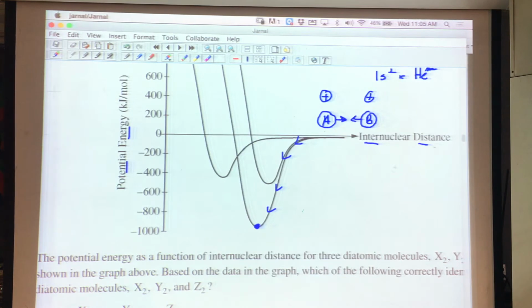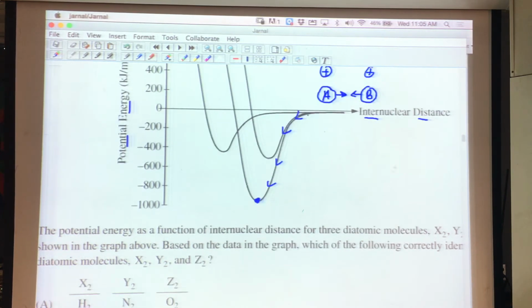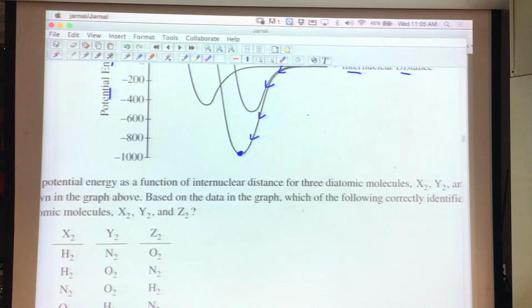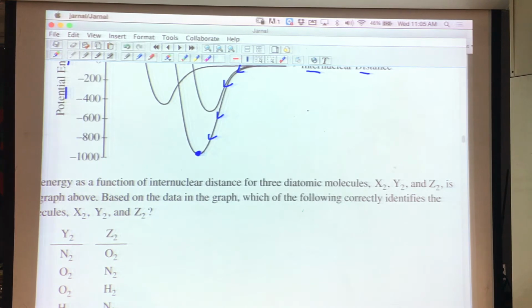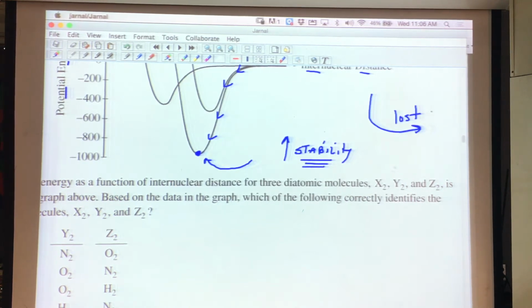Why does the energy drop? Because they're getting more what? Stable as they get closer together. So we would say the stability is increasing. I'm going over this because you're going to see this graph. This is a graph that pops up. So this represents the greatest stability because it's the greatest loss of energy. Energy is being lost, given off.